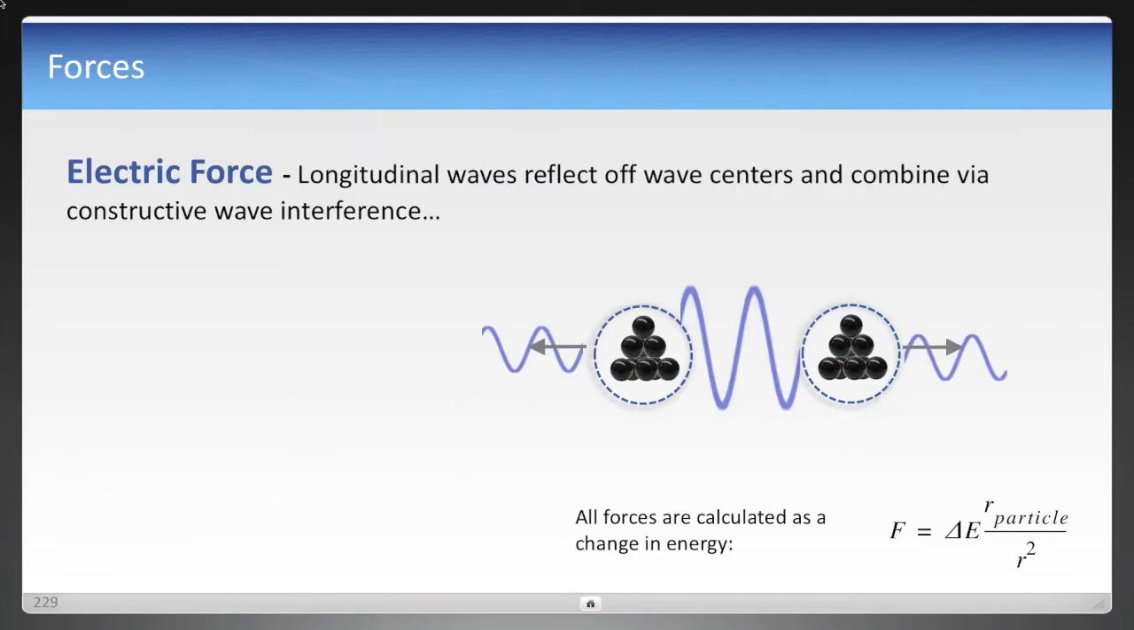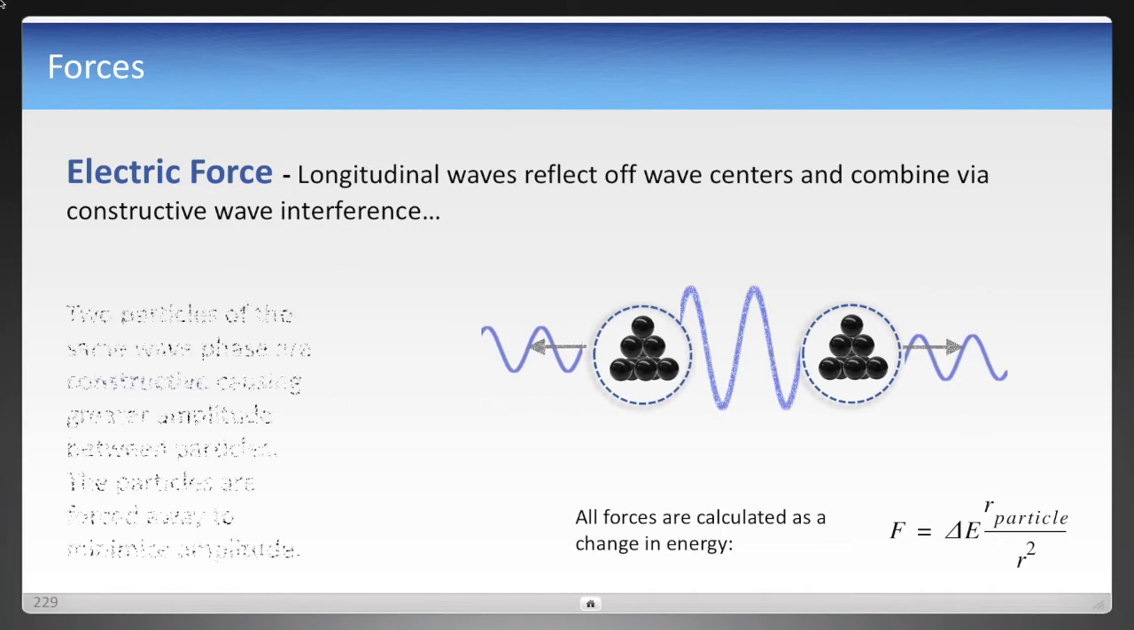Now speaking of magnetism, we're going to get into the forces here. So the electric force is the fundamental force. I'll explain why in a second, but longitudinal waves are reflecting off of wave centers, and they combine via constructive wave interference. By the way, this happens all the time and can be modeled in real-world systems, sound waves, for example. And so as a wave bounces off a wave center, it is now adding to the waves that were already continuing in that direction, and so it increases amplitude for particles that are in the same phase.